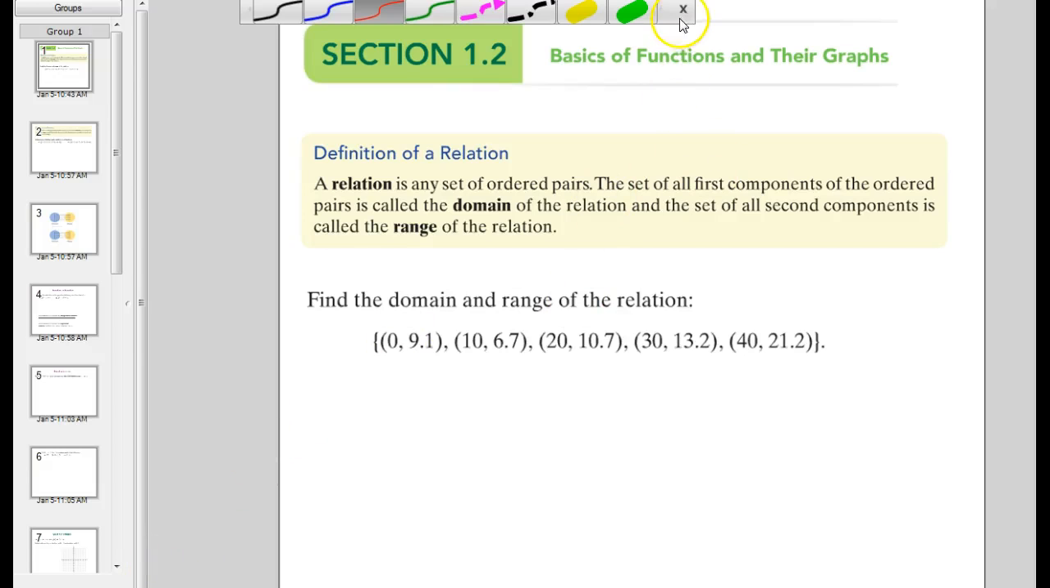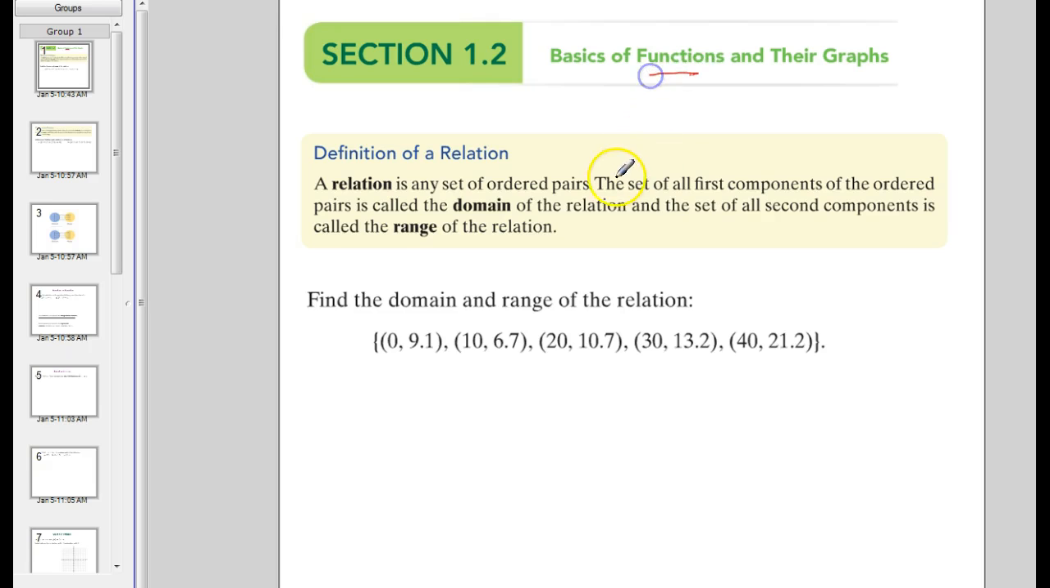Hey, 171 class, this is your first section of notes, section 1.2, the basics of functions in the graph. So what we're going to start off with is what these things are, functions. And to get there, we have to go through this thing called a relation.